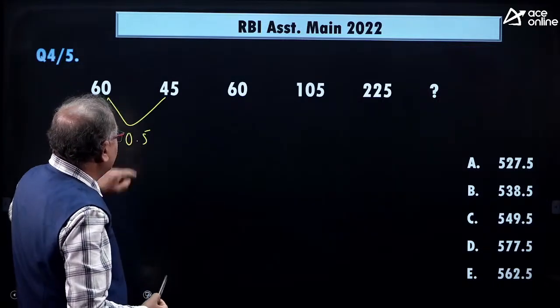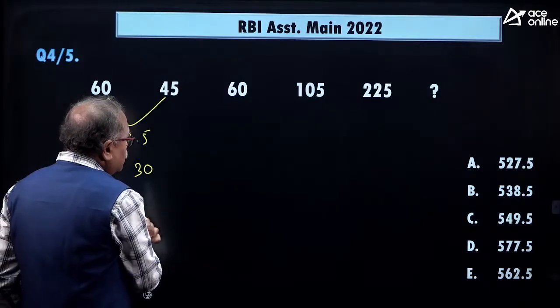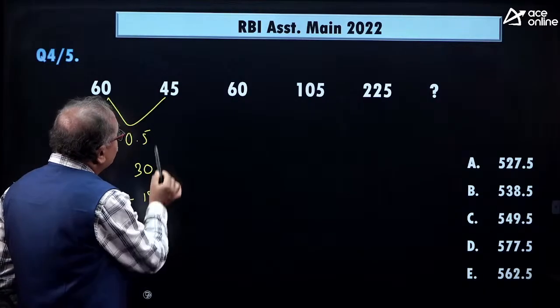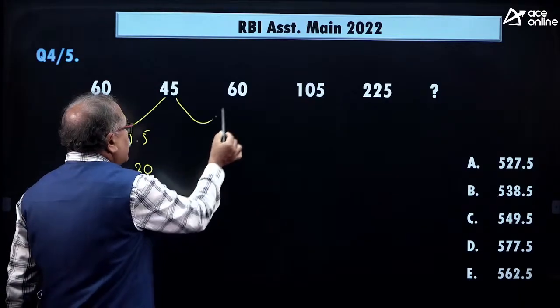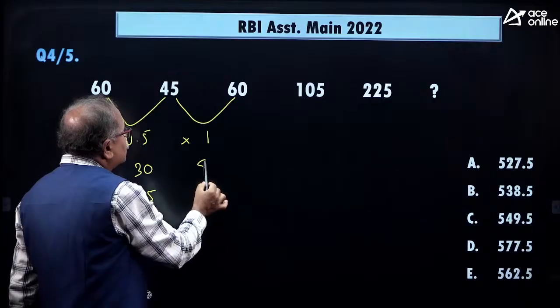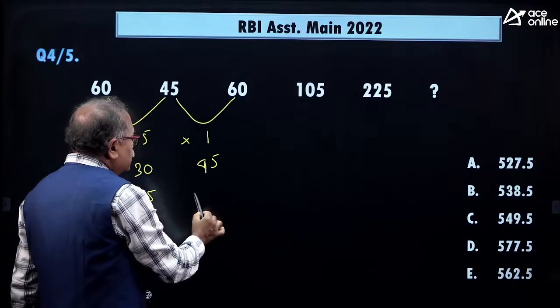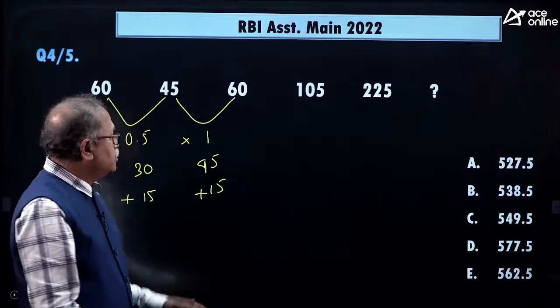So, here if I go for times 0.5, I am getting 30 here, and 30 if I add 15 over here, I get 45. Now, times 0.5, and after that when I go for times 1, I see that this is 45 and plus 15, I get 60.